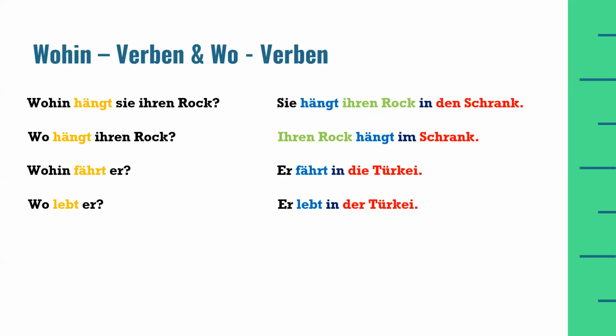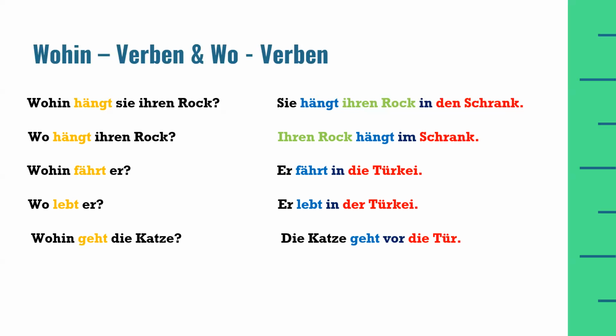Wo lebt er? Where does he live? In this sentence, we are asking about his location, and therefore we have started the question with the question word wo, and in the answer, er lebt in der Türkei. He lives in Turkey. In this sentence, there is no movement, therefore in der Türkei, because in will act like a dative preposition, and here we have to use the definite article for a feminine noun Türkei from the dative case, which is der.